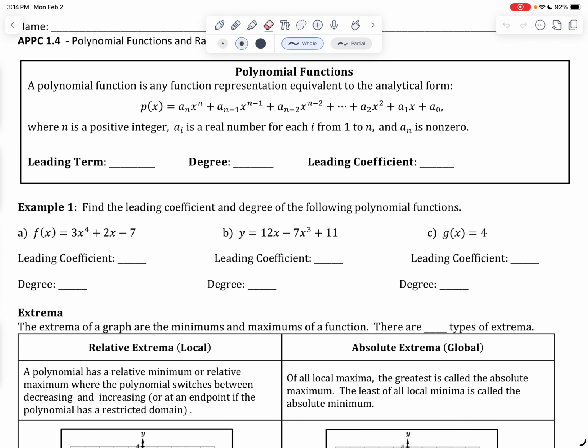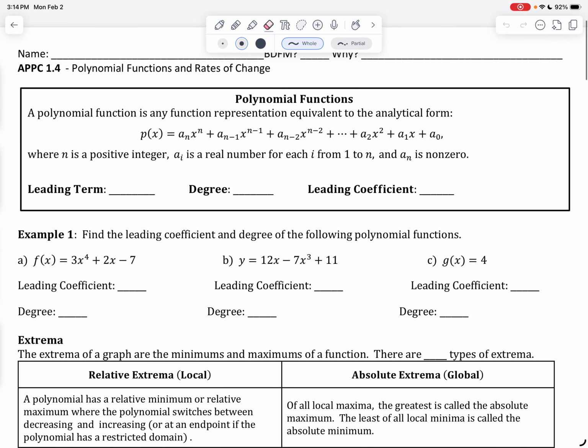All right, folks, let's get started on looking at 1.4. I'm going to try and keep this as short and sweet as possible. So pull out your hard copy that I provided on Friday so that you can take notes alongside with me.